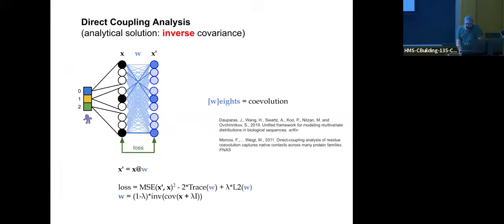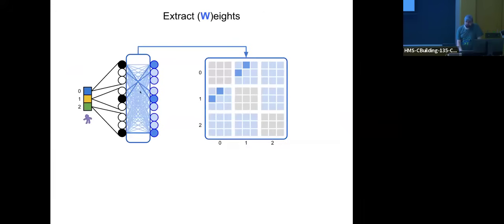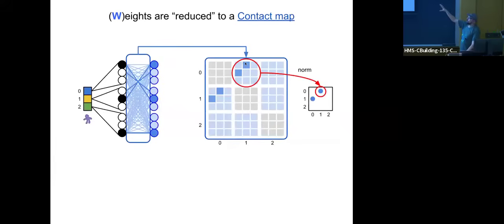Okay, so now once we fit this very, very simple model, we can extract the weights of this model into this little tensor, and then we can reduce this tensor and get a contact map. And this is what we've previously used to predict structures. And so the question is, is AlphaFold3 doing the same thing? Is it somehow doing all this procedure for us?